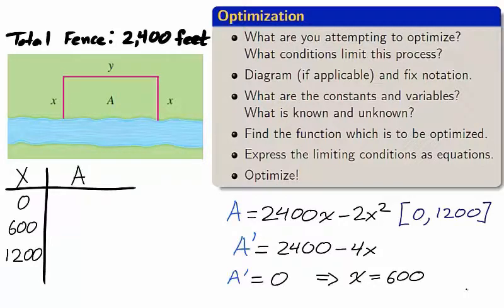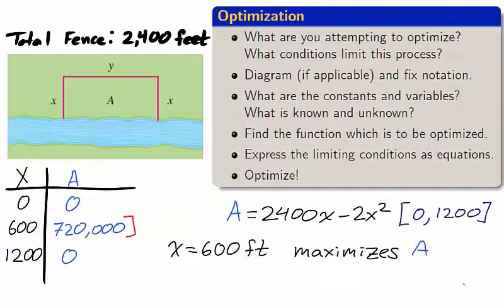The final step of the closed interval method is taking the critical number we found, x equals 600, and the 2 endpoints, 0 and 1,200, and finding which one has the maximum value. When we evaluate A at the values 0, 600, and 1,200, A becomes 0, 720,000, and 0. Therefore, we found the absolute maximum value of A. It happens when x is equal to 600 feet.